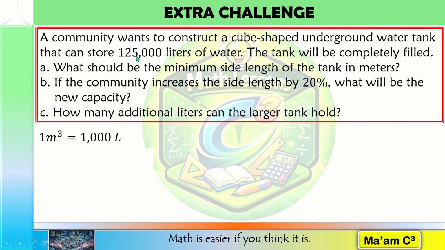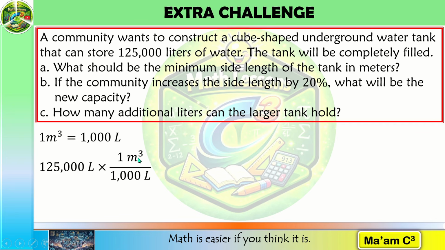First thing that we are going to do is to convert 125,000 liters into cubic meters. So we're going to multiply this by 1 cubic meter is to 1,000 liters. So liters here will cancel out. 3 zeros here with 3 zeros here. What is left? 125 times 1. So 125 cubic meters. Therefore, the volume is 125 cubic meters.